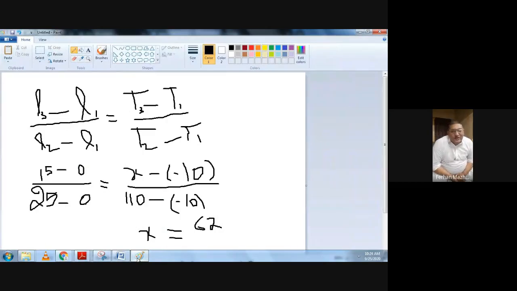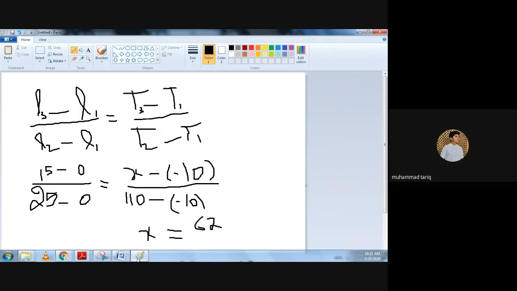Somebody asked me what is the question. He said that when the temperature is minus 10, the length of the mercury is 0. When the temperature is 110, the length of the mercury is 25 centimeters. He says if the length of the mercury is 15, what is the temperature? This is the question. And this is the formula we applied and we calculated. And the temperature 3 will be 62.